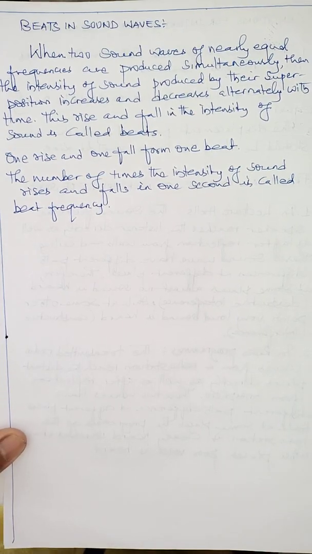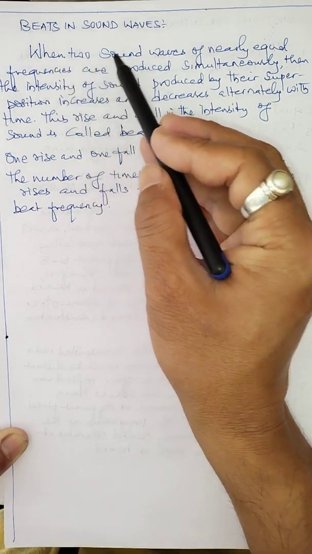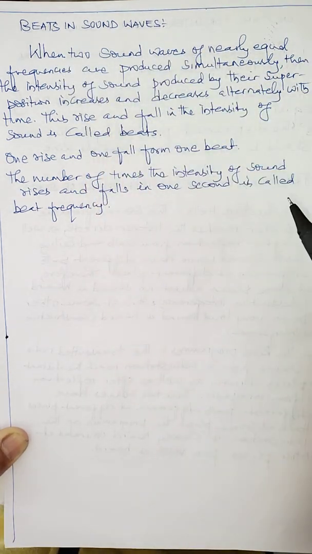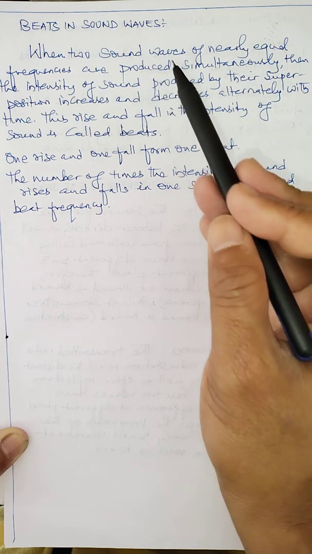Now, dear children, we do the last topic from this chapter, and this is the concept of beats in sound wave. Beats is another phenomenon that can be observed by the superposition of two or more than two sound waves. But this phenomenon will be observed only when two sound waves are of nearly equal frequency, not exact frequency, so that the frequency of one wave is slightly greater than the frequency of the other wave.